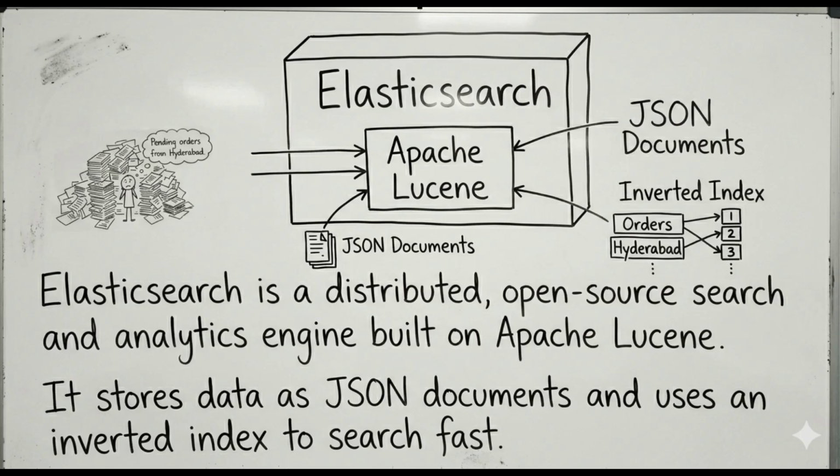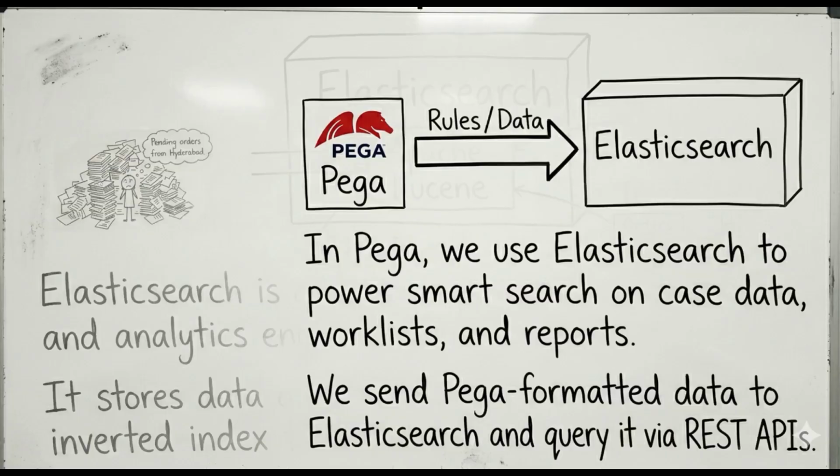Elasticsearch is a distributed, open-source search and analytics engine built on the powerful Apache Lucene. It stores your data as JSON documents and uses a specialized inverted index to make searching incredibly fast. In the Pega world, we use Elasticsearch to power smart searches for case data, work lists, and complex reports. We send Pega-formatted data to the engine and query it effortlessly using standard REST APIs.